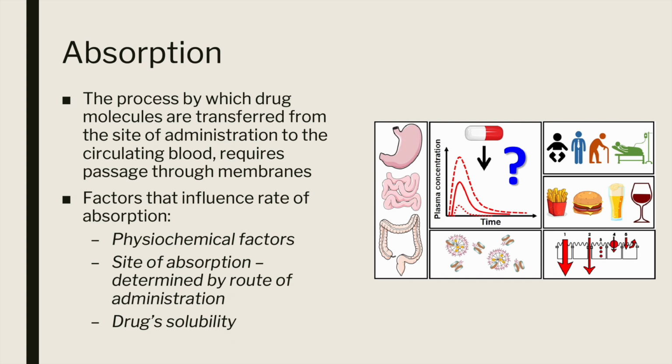Okay, absorption. Absorption is the process by which drug molecules are transferred from the site of administration, so where we put it in, to the blood. And this requires passage through many membranes, obviously. Factors that influence the rate of absorption are going to be physiochemical factors and the site of absorption, which is determined by the route of administration. So site of absorption is going to be tied to where the drug enters the body. If we take a drug orally, like a pill, the site of absorption is going to be our intestines.